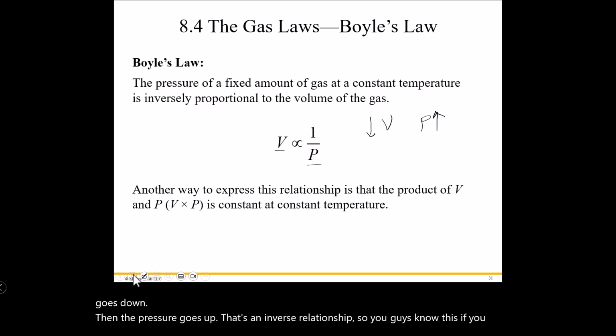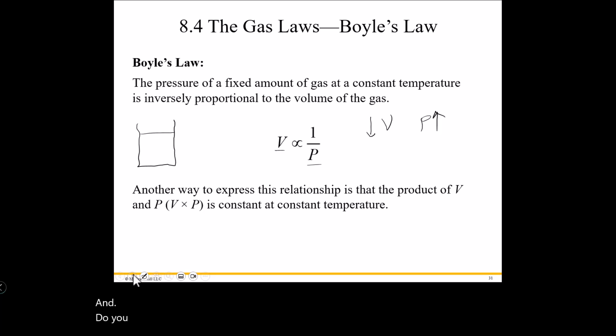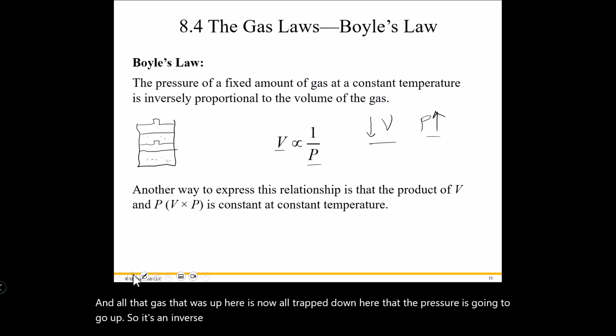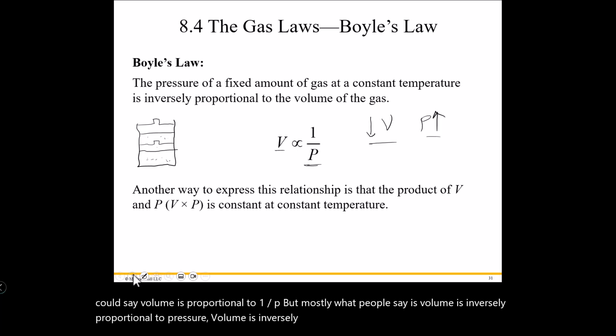You guys know this. If you take a container and you have a piston here and you decrease the volume down to here, and all that gas that was up here is now all trapped down here, the pressure is going to go up. So it's an inverse relationship. Volume, this is a proportional sign, so you could say volume is proportional to 1 over P, but mostly what people say is volume is inversely proportional to pressure.